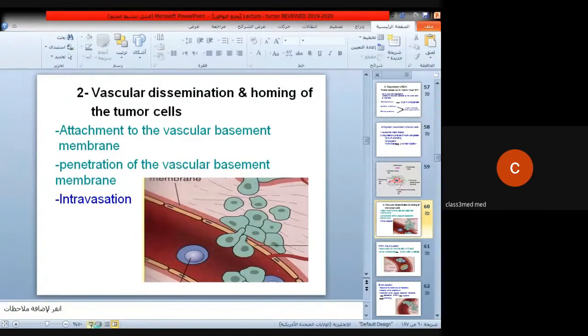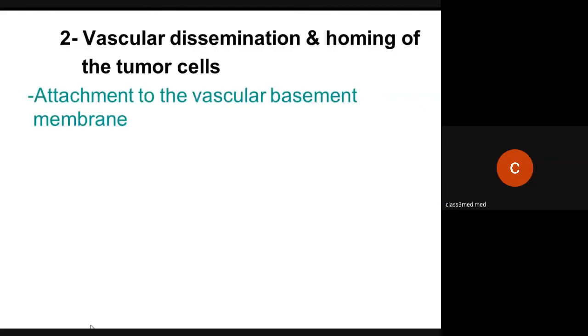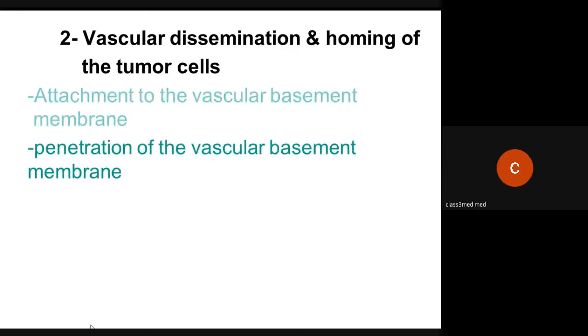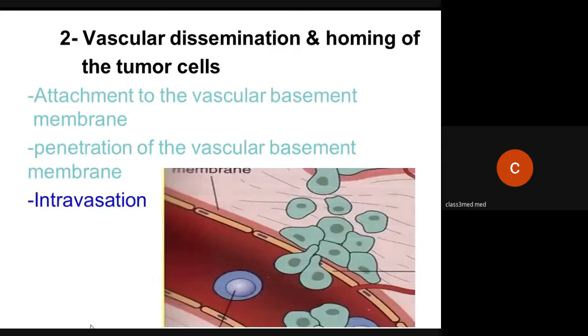Vascular dissemination means the entrance of the metastasizing tumor cells to the circulation, blood vessel or lymphatic circulation. And this starts by the attachment of the metastasizing tumor cells to the vascular basement membrane. And then penetration of the vessel wall, whether blood vessel or lymphatic vessel, and entering the circulation, and this is called intravasation.